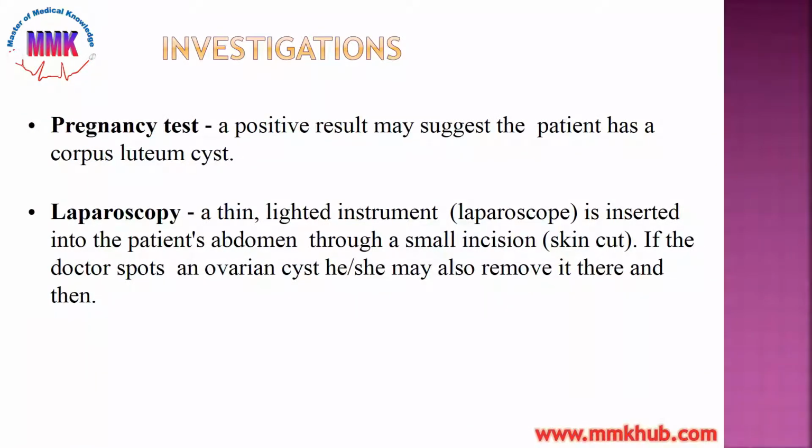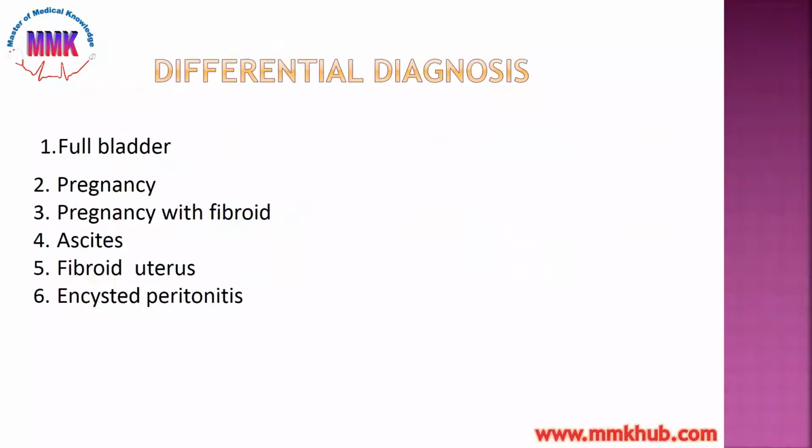Other investigations include pregnancy test and laparoscopy. The differential diagnosis of the ovarian cyst include full bladder, pregnancy with fibroid, ascites, fibroid uterus, and cystic peritonitis.